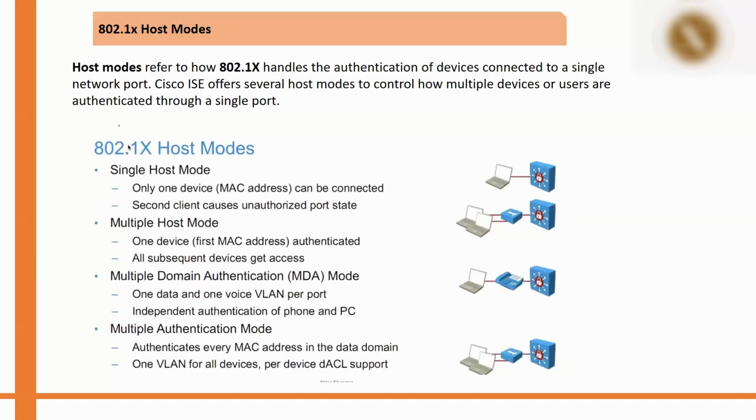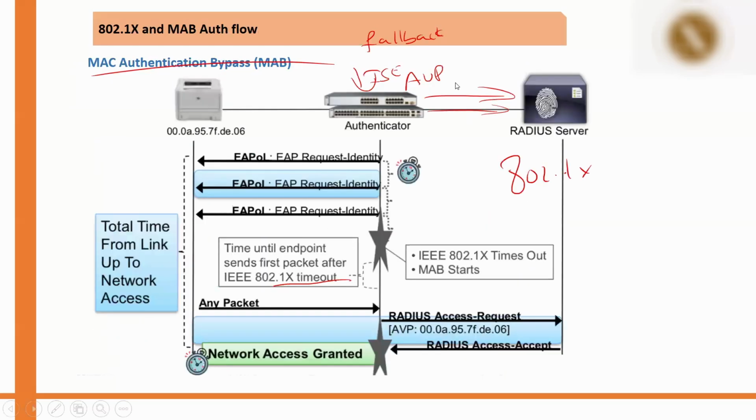Who is sending the AVP? There's a question in chat. So the RADIUS is going to send the AVP. As I told, the authenticator is going to put all those things because he is an intelligent guy, not the endpoint. So the authenticator is going to put all those values in the RADIUS packet.